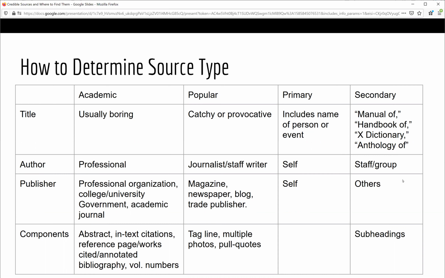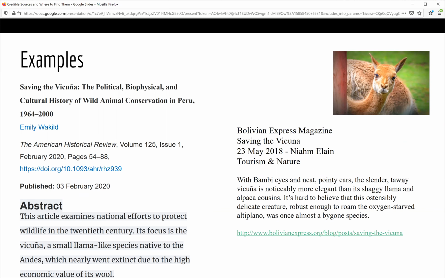Let's see if we can use this information with a real-life example. Your assignment is to write an informational report on the vicuña, an animal similar to the llama. Using the library database, two sources pop up. The first article, the one on the left, is titled Saving the Vicuña, the Political, Biophysical, and Cultural History of Wild Animal Conservation in Peru. It was published by the American Historical Review. Even if you are not familiar with the publication, the title, the fact that it has a volume and issue number as well as abstract, gives a clear indication that this is an academic source.